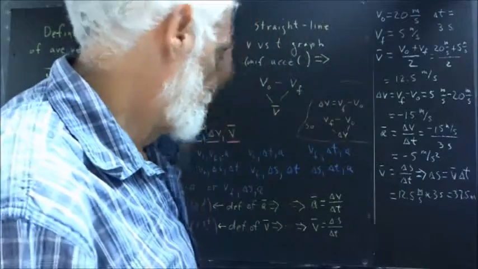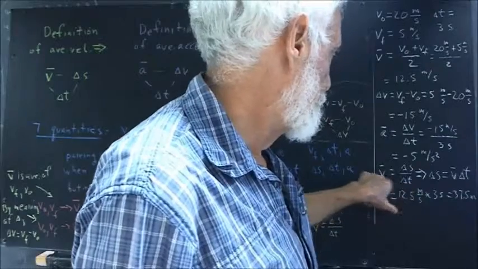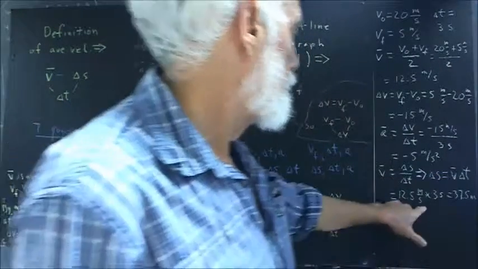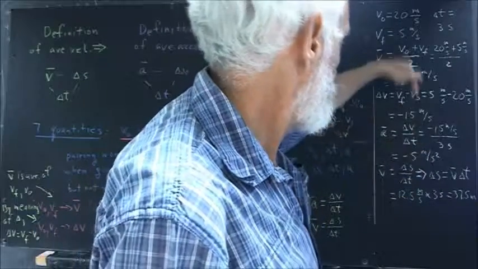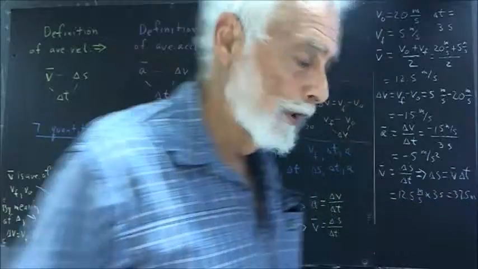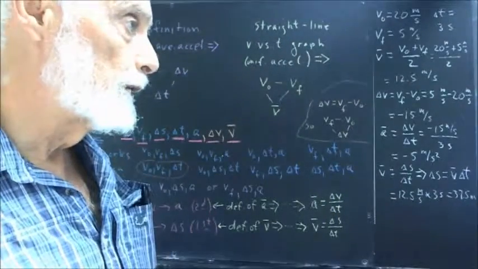And V bar is delta S over delta T. Well, we're going to go ahead and do the algebra. We multiply both sides by delta T. We get delta S equals V bar delta T. And V bar being 12.5 meters per second, as we found up here, we multiply that by the 3 seconds to get our 37.5 meters.